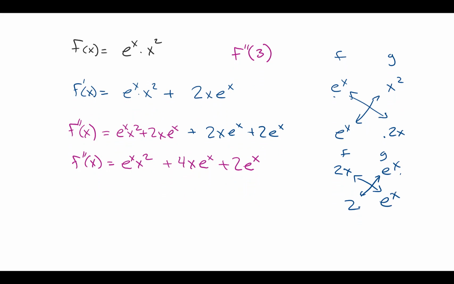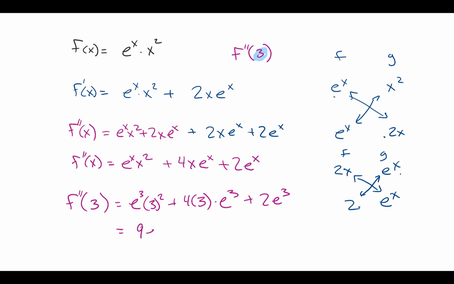We have to be very careful and mindful of what we're doing. Now we can take our value of 3 and plug it in. We can say, all right, f double prime of 3 will be equal to e cubed times 3 squared, plus 4 times 3 times e cubed, plus 2e cubed. So what's this? 9e cubed plus 12e cubed plus 2e cubed is going to give us, what's that, 23 of them? 23e cubed.